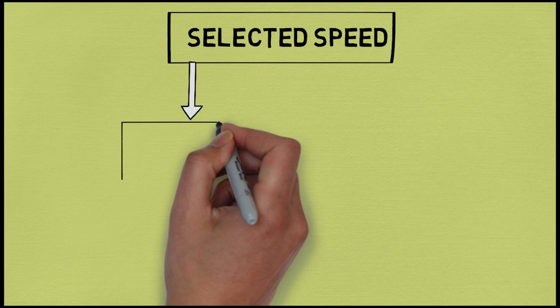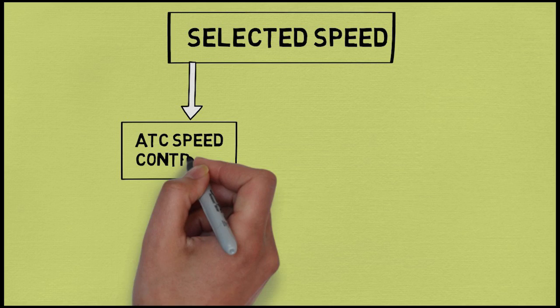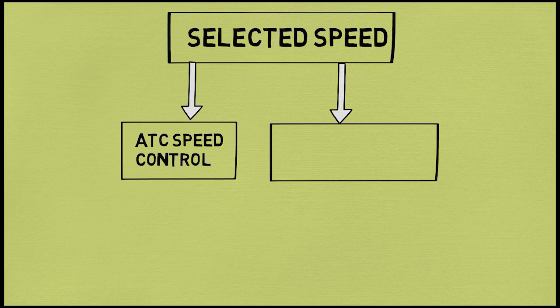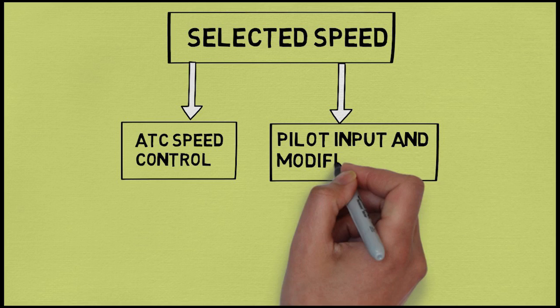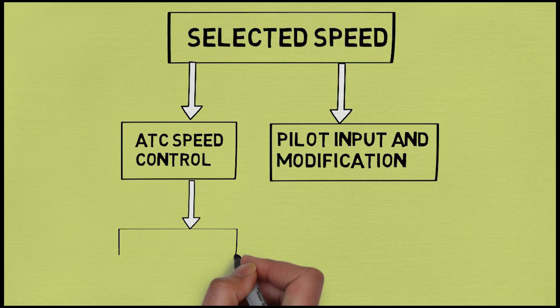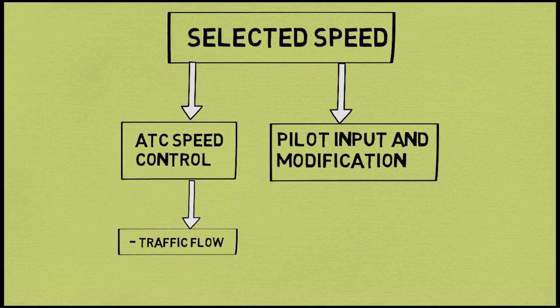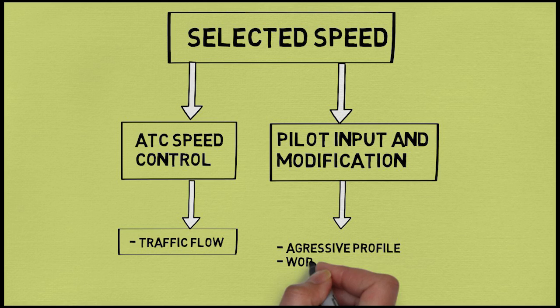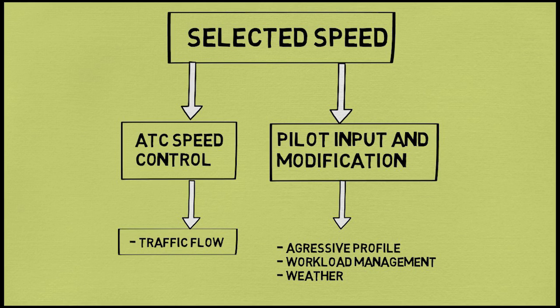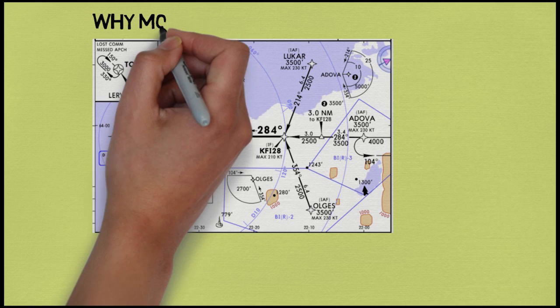So, why use selected speed? Well, you may be under speed control from ATC, or you may want to modify the speed for your own reasons. There could be a number of reasons. Here's a few. There is no way to describe all of the possible scenarios.